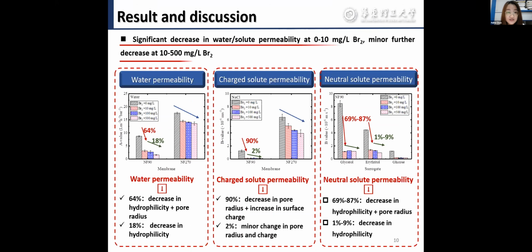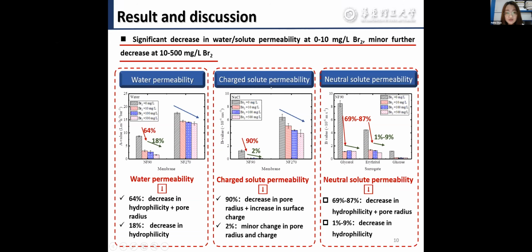As for membrane performance changes, the permeability decreased by 64% after the membrane was exposed to 10 ppm bromine, and a further 18% decrease was observed when the membrane was exposed to 500 ppm. The significant decrease was attributed to the decreased hydrophilicity and decreased pore radius. And the minor decrease was only because of the decrease in the membrane surface hydrophilicity.